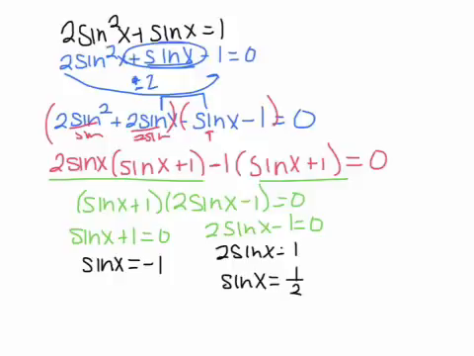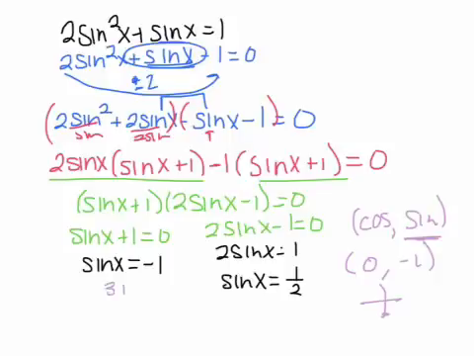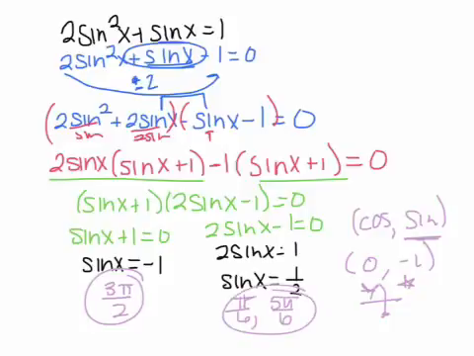So now I'm going to my unit circle and I'm looking for where the sine of x is negative 1. Remember it goes cosine, comma, sine, so I'm looking for where y is negative 1. Well, at the point (0, negative 1) at the bottom right here. So 3 pi halves would be one answer for that negative 1. And where is sine 1/2? Sine is positive in this quadrant and this quadrant. So it's at pi over 6 and 5 pi over 6. So those are my three answers.